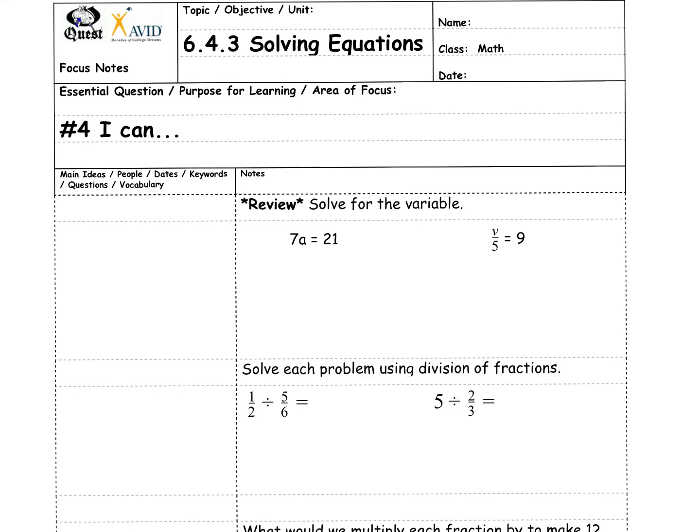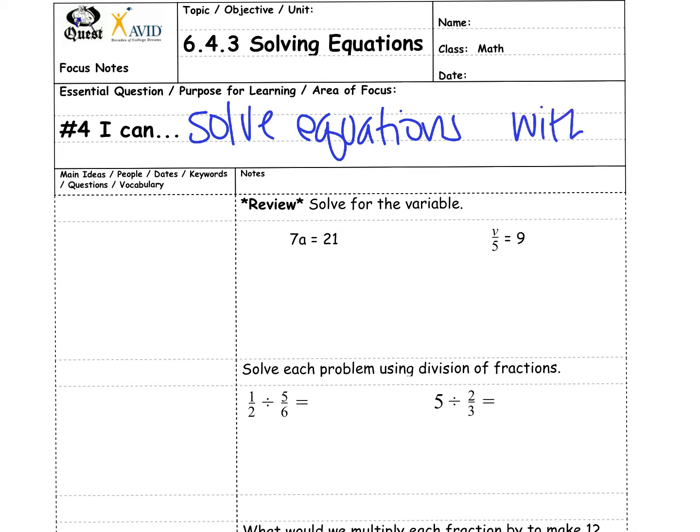Today's lesson is lesson number 4, and we are going to be focusing on solving equations with fractions. So our I can today is I can solve equations with fraction coefficients. So there's a fraction in front of our variable, and we're going to learn how to eliminate that.